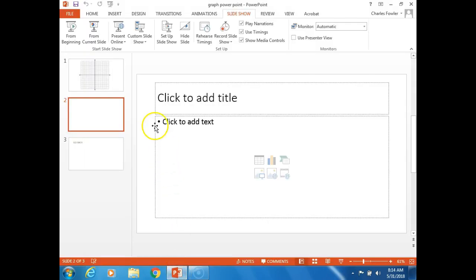Countdown, we'll go to the slide and go from the current slide.